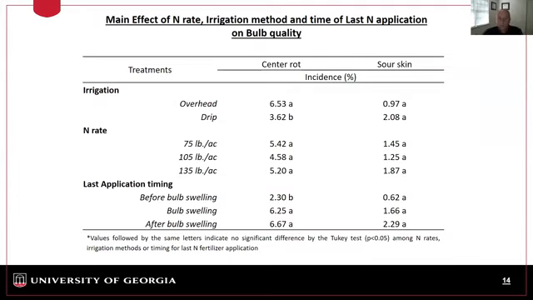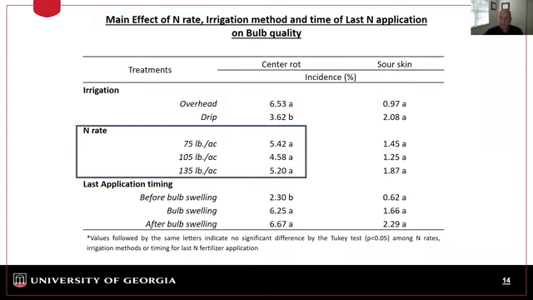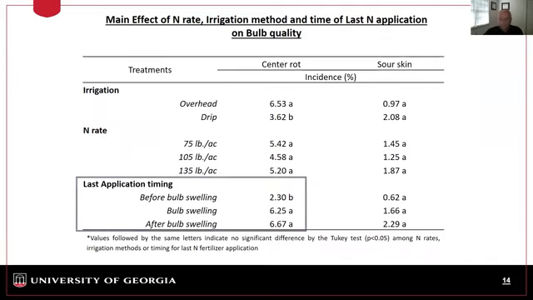This is actually some additional data. This was taken by Hannah De Jesus. She's a PhD student. What she was looking at was optimizing nitrogen applications and looking at sour skin and center rot. She also was looking at drip irrigation. She found that overhead irrigation, in this instance, had a little bit more disease. N rate wasn't significant in terms of affecting it.